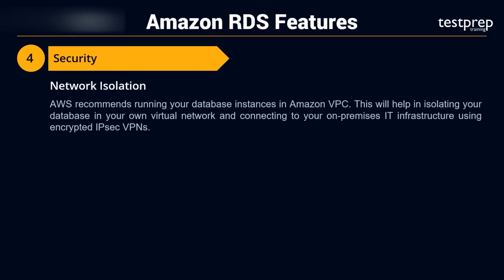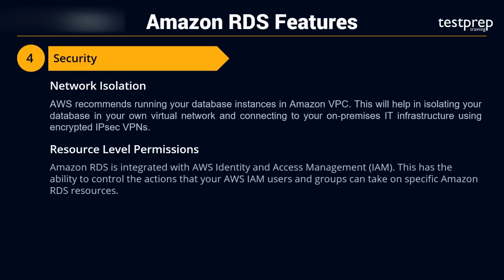AWS recommends running your database instances in Amazon VPC. This will help in isolating your database in your own virtual network, and connecting to your on-premises IT infrastructure using encrypted IPsec VPNs. Amazon RDS is integrated with AWS Identity and Access Management. This has the ability to control the actions that your AWS IAM users and groups can take on specific Amazon RDS resources.